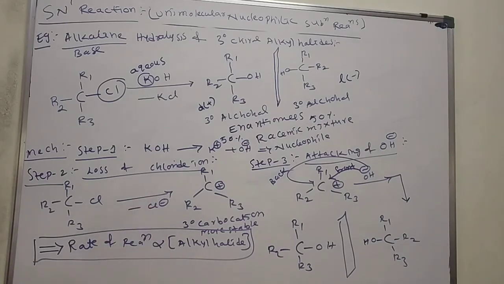If you use a polar solvent, it will easily lose the Cl minus. That's why polar solvents are mainly suitable for this SN1 reaction. This is about the SN1 reaction, the unimolecular nucleophilic substitution reaction. In continuation we'll see a specific example for it. This is a general example. We will take the specific example and I will explain the unimolecular nucleophilic substitution reaction.